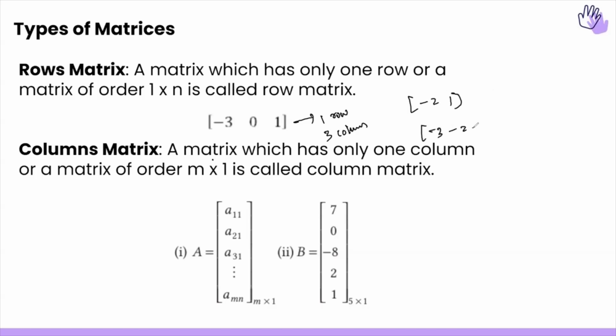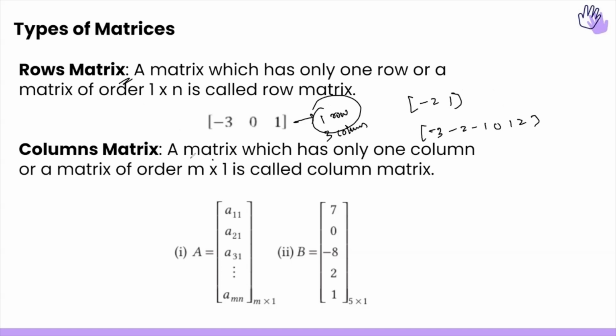This is also a row matrix: -3, -2, -1, 0, 1, 2. Because there are how many columns? 6 columns in total. And how many rows? Only one row. So if there is only one row and the number of columns is not fixed, it could be n columns, then it is known as a row matrix. I hope you people are able to understand.